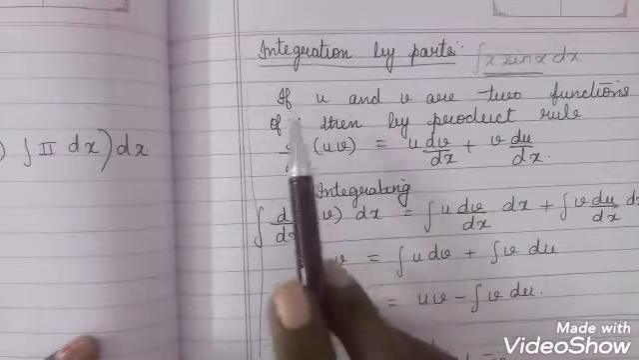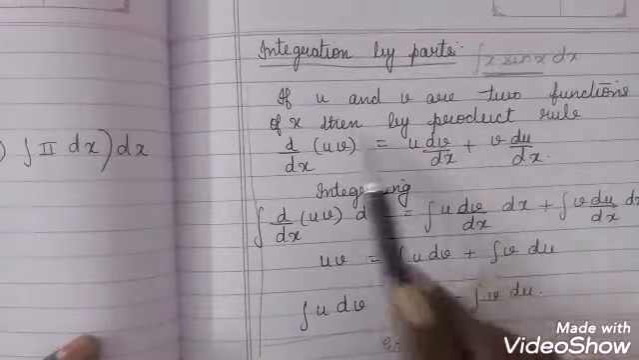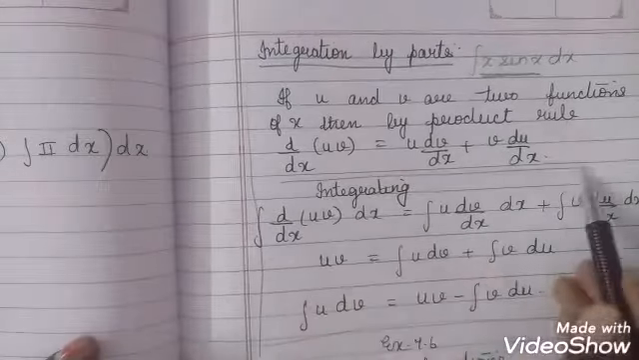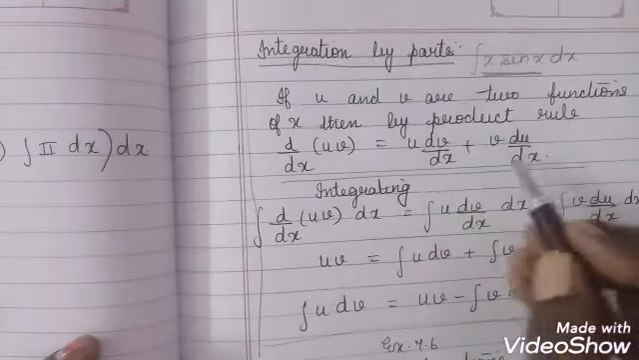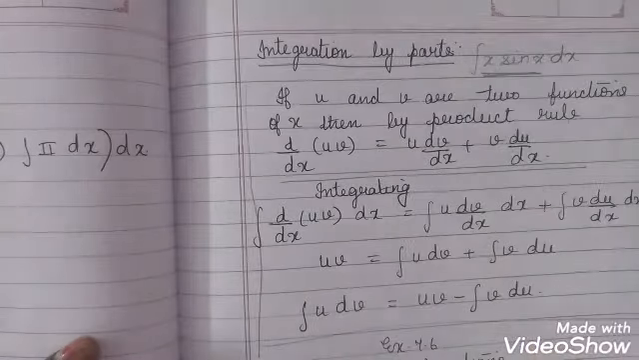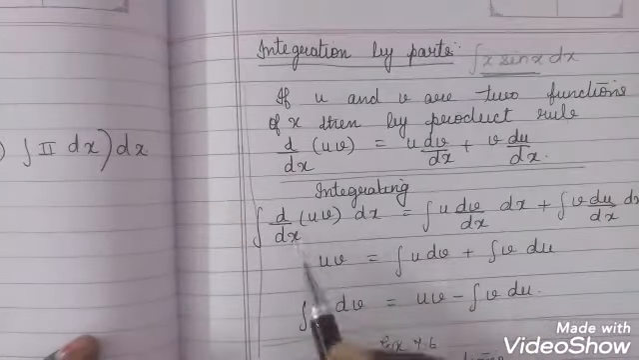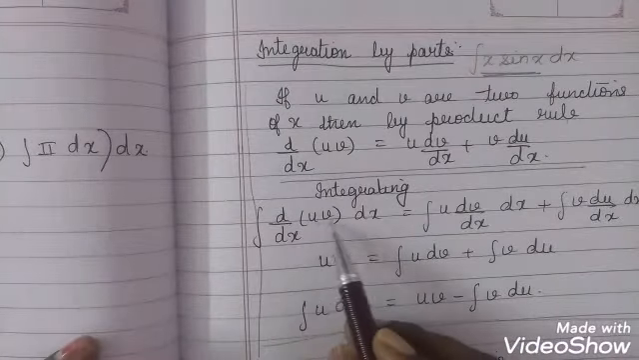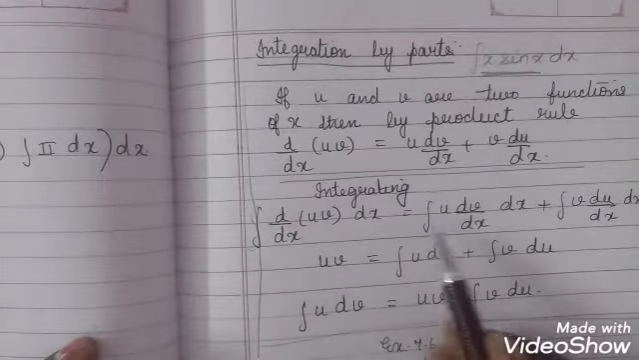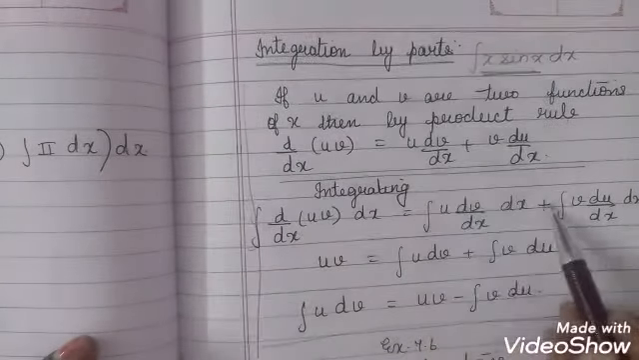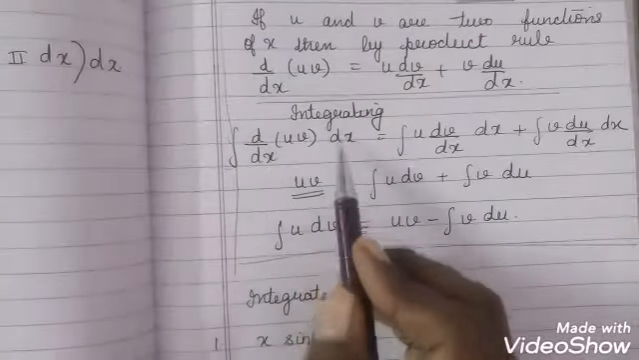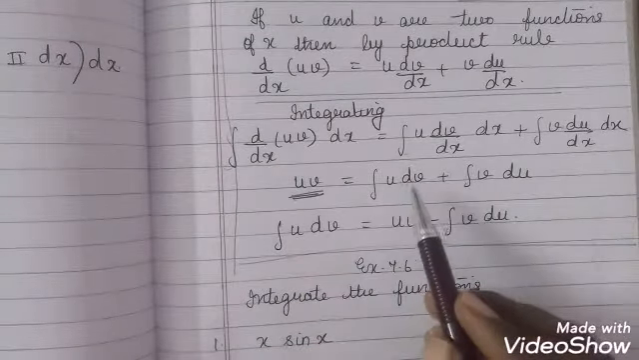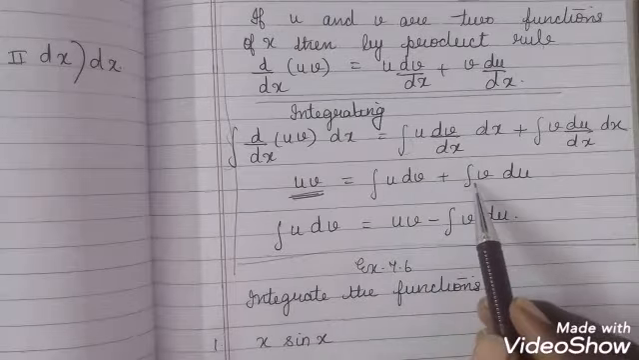I'll just tell you here, if u and v are two functions of x, then by the product rule you know d by dx of uv is equal to u into dv by dx plus v into du by dx. So when you integrate it, integrating this and integrating this also, what will happen here? You will only get uv, because when you take the antiderivative of this, it's just uv. Here in this case it's u dv plus v du.